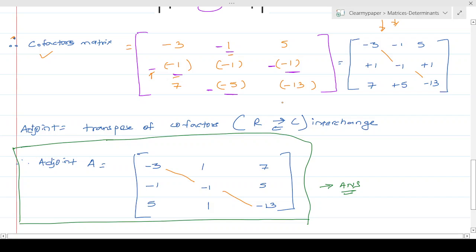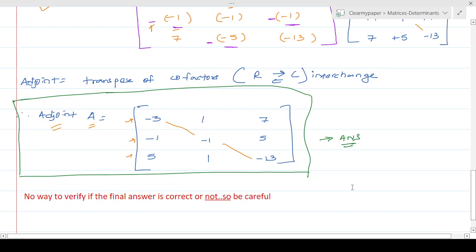So the first row over here will become the first column. So if the first row is -3, -1, and 5, that will become the first column. So it's -3, -1, and 5, and so on and so forth. So when I flip it and I interchange and swap the elements on the row and column, whatever is the final thing that I get, that is nothing but the adjoint of the given matrix, and that's the final answer. So this is what pretty much adjoint of a matrix is.